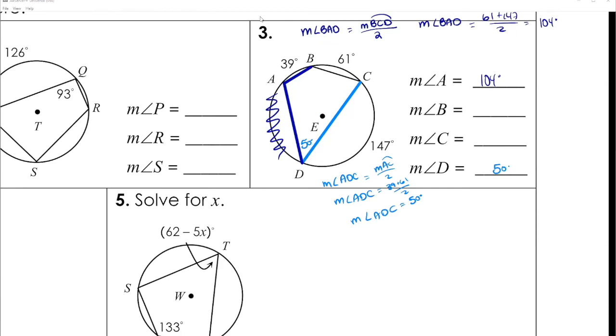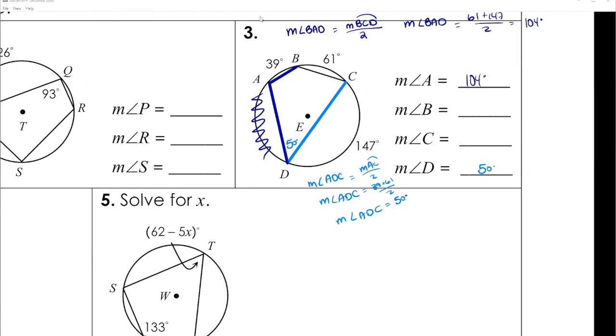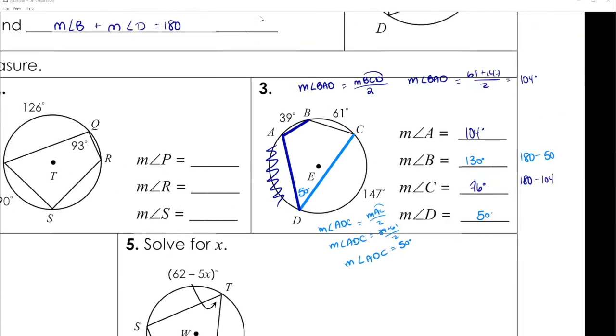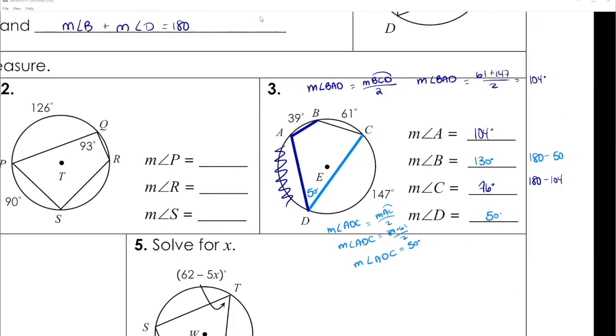To find the other 2, we know that opposite angles are supplementary. So to find C, we're saying 180 minus 104 makes it 76. And then we do the same thing for B. B is opposite D. So 180 minus what we found for D. So B has to be 130. That is a great math problem. One of my favorites.